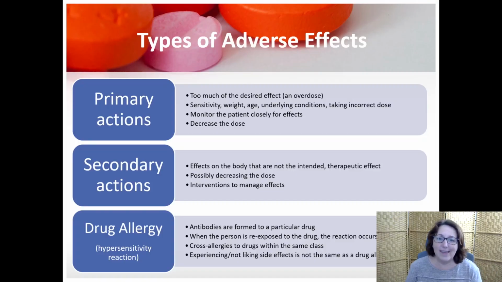Experiencing or not liking side effects of a drug is not the same thing as a drug allergy. So, for example, I really don't like to take certain antibiotics because they give me a lot of nausea. Me not liking the fact that I get nauseous when I take an antibiotic does not mean that I'm allergic to the antibiotic. In actual drug allergy, there's an antibody that forms in our system.